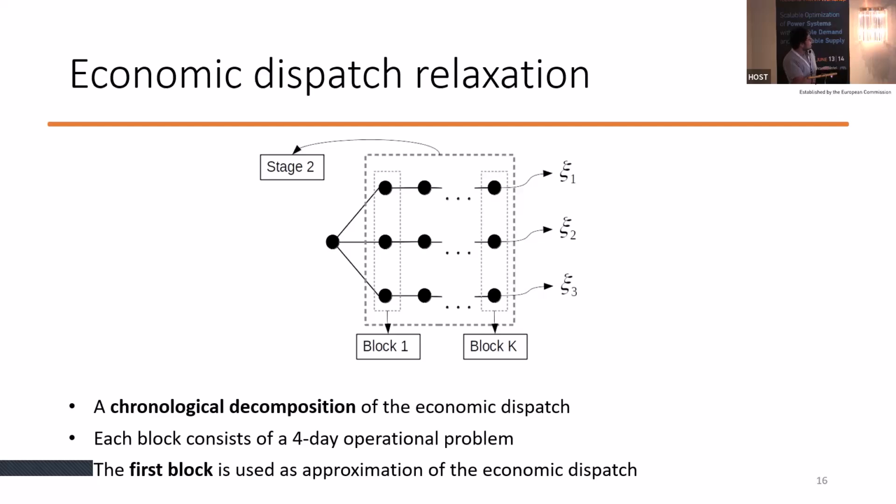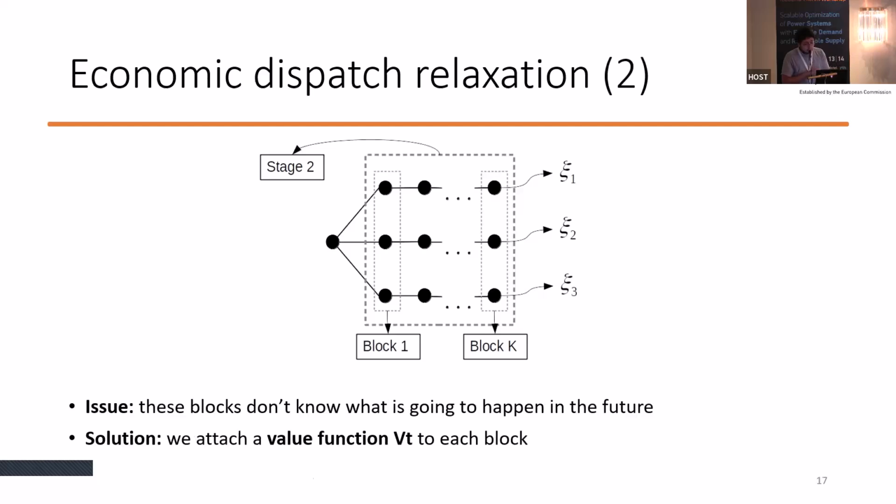Each one of these blocks is going to correspond to a 4-day operational problem. And we use this first block of 4 days operational problem as an approximation of the economic dispatch problem. And as it is just a 4-day operational problem, this is going to be easy to solve. Now, of course, there is a big issue if we do this, and it is that these blocks don't have access to the information that is going to happen in the future, right? Because this first block is just a 4-day operational problem, so it doesn't know what is going on in the future.